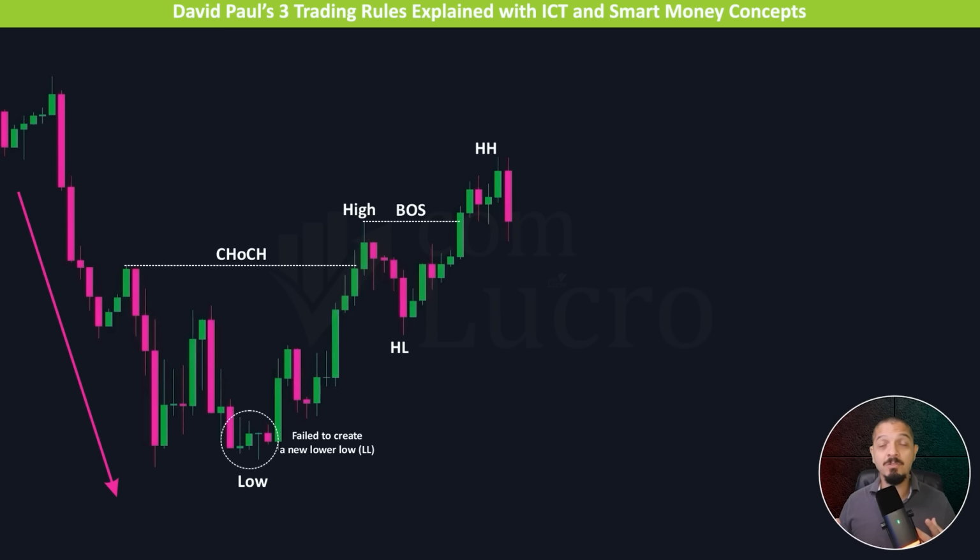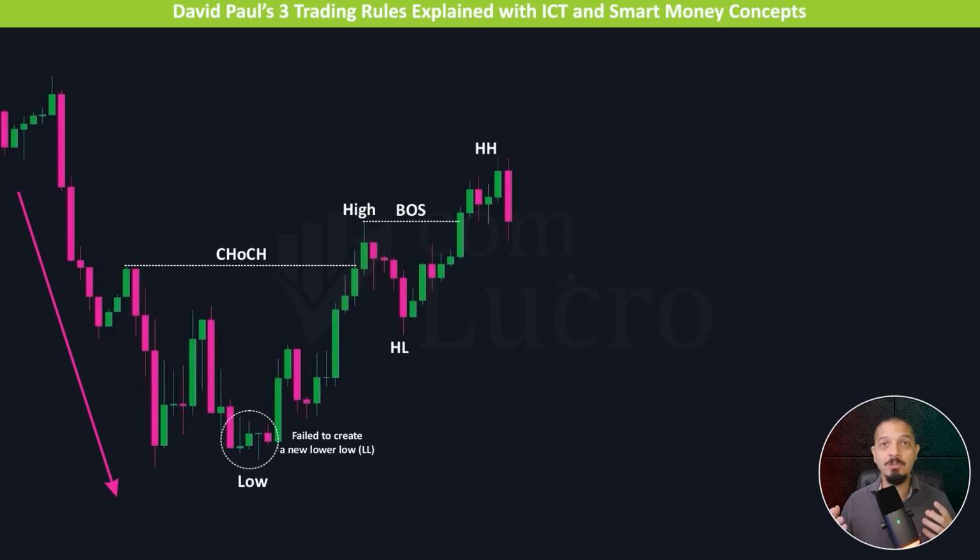Once price breaks structure above the previous high, it confirms that buyers have taken full control, marking a complete market structure shift from a downtrend into an uptrend. At this point, we can begin looking for long opportunities to benefit from the emerging bull market. This leads to an important question. When should we enter a long position?